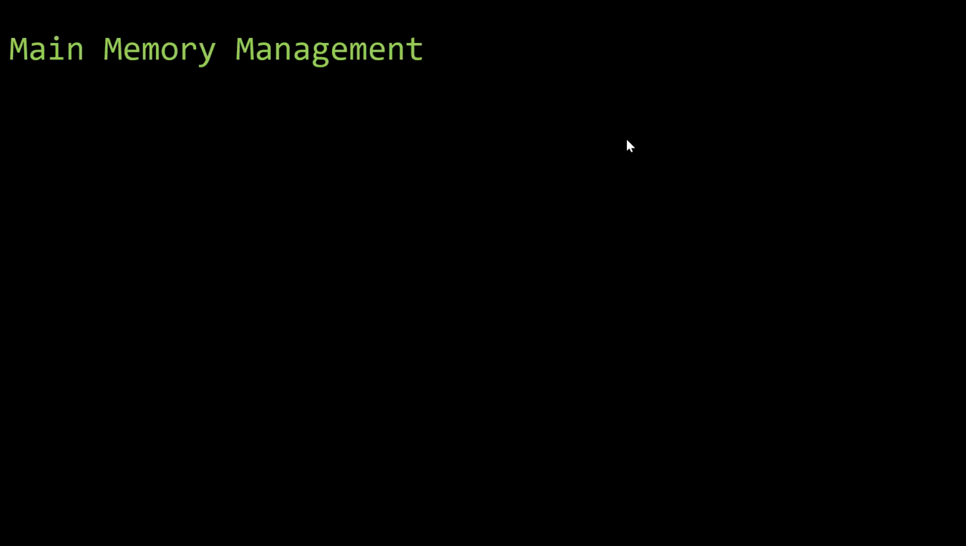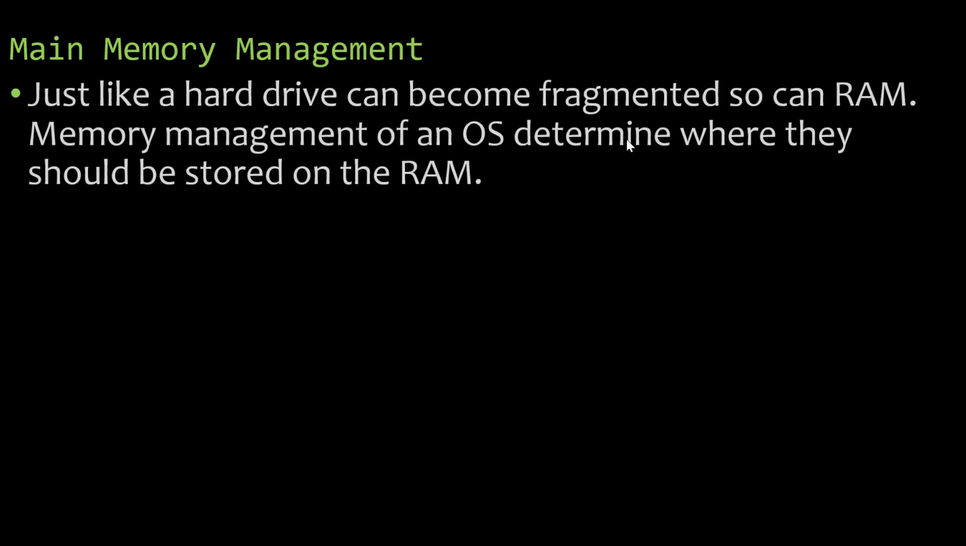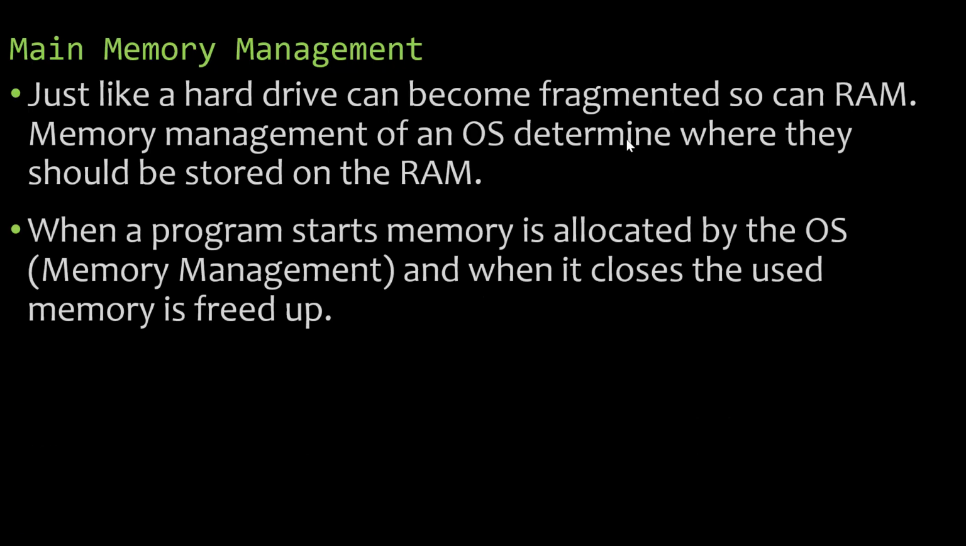All right, main memory management. Now, just like a hard drive can become fragmented, so can RAM. The memory management of an operating system determines where programs should be stored in the RAM. When a program starts, memory is allocated by the operating system. Remember, the operating system deals with memory management. And when it closes, the used memory is freed up. So we open that program, memory is going to be allocated. When we close it down, that memory is freed back up.